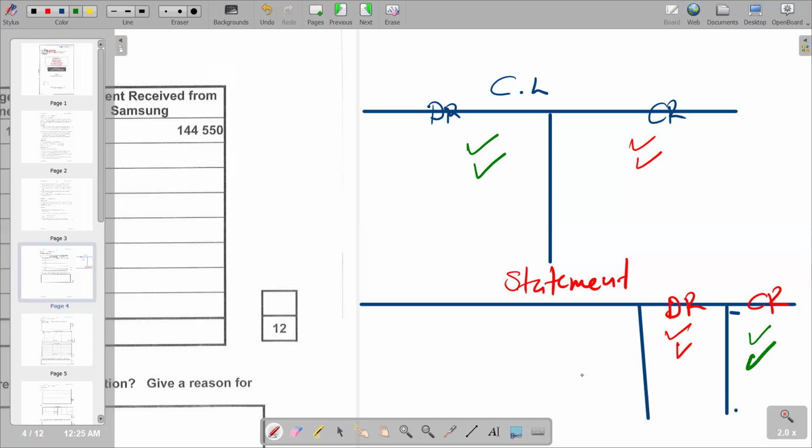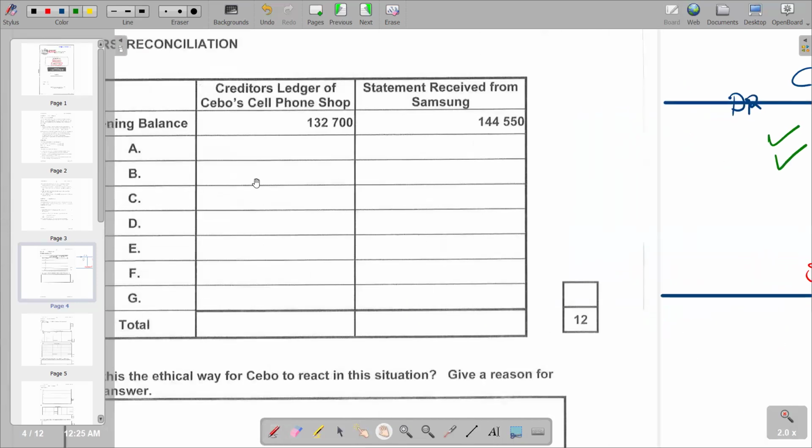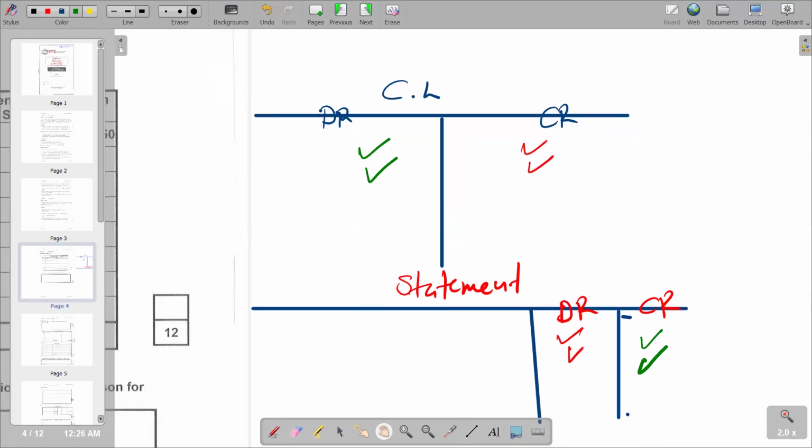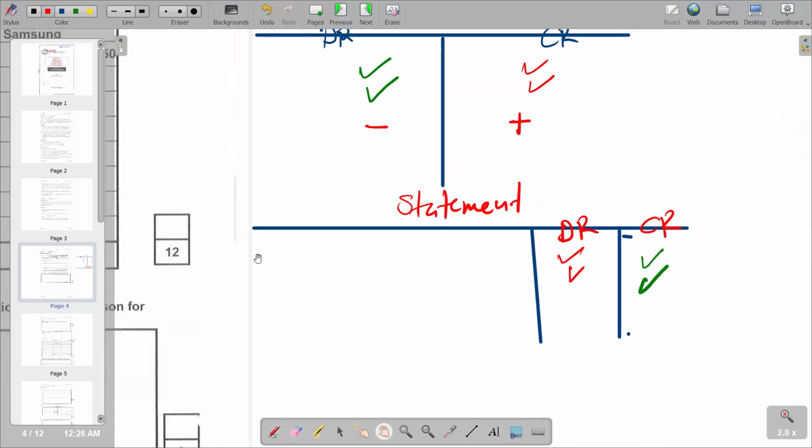On the creditors ledger, as we are given one column, it means we are going to show our adjustments as positives and negatives. You should take note that in the creditors ledger, if an entry is on the credit side, it's a plus, and a debit entry is a minus. The opposite is true when you go to the statement. When it's a debit entry, that's when it becomes a plus. When it's a credit entry, that's when it becomes a minus.